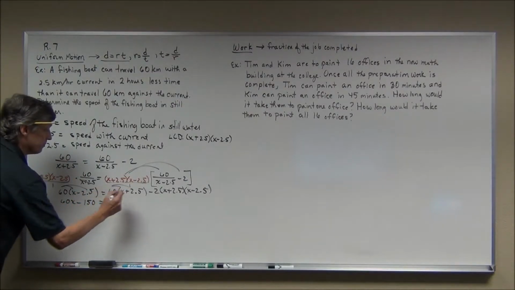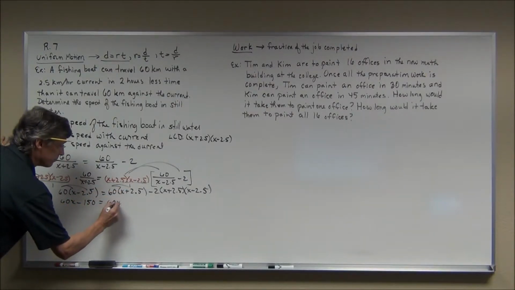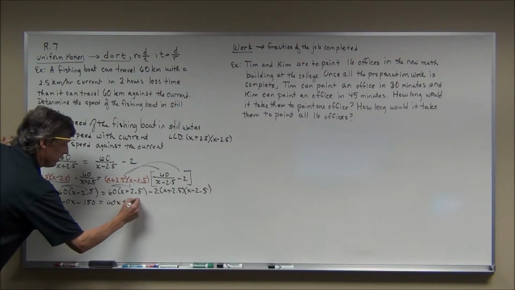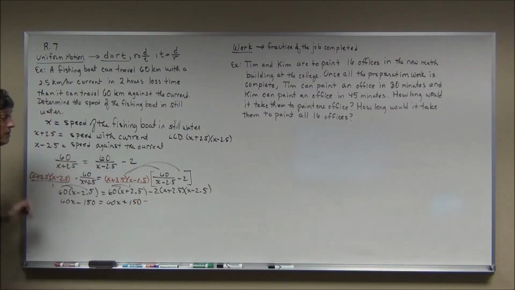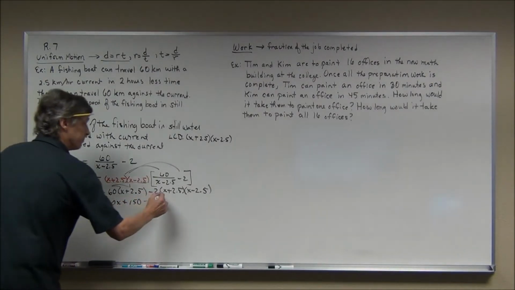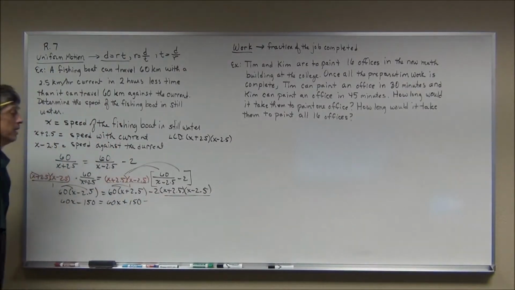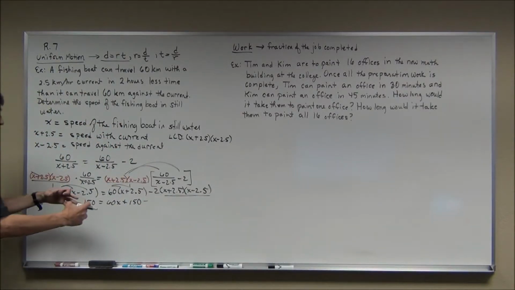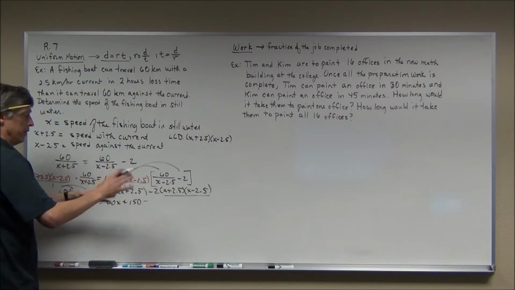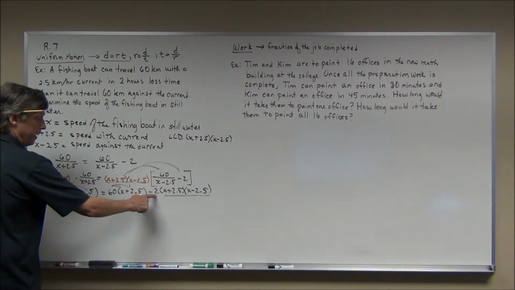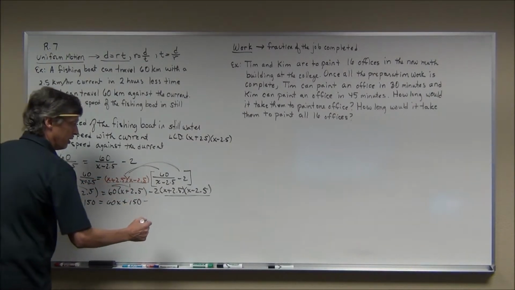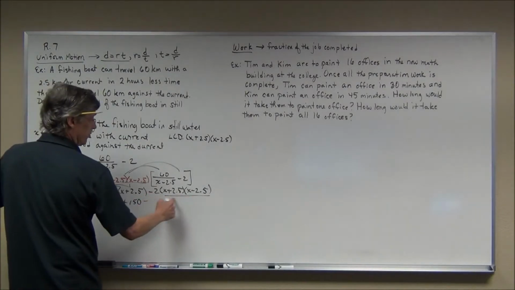Over on this side, I have 60x plus 150 minus, now I have to be really careful here because I have to multiply those together. Those are conjugates, so I just have to do the F and the L in FOIL, and then I have to distribute by the 2. So I don't know if I can do this all in one step. Let's see if I can do this all in one step.